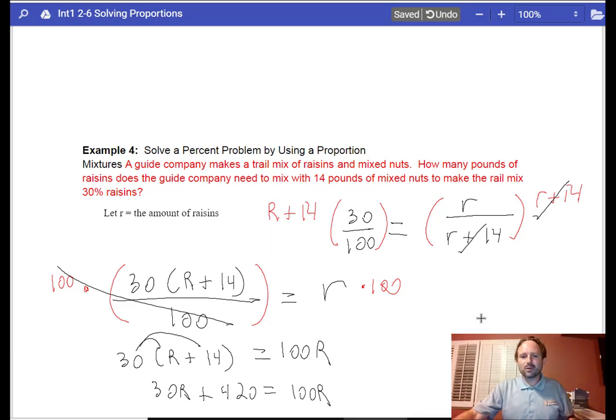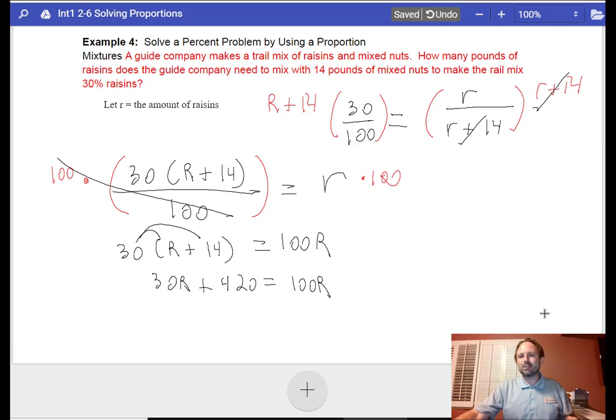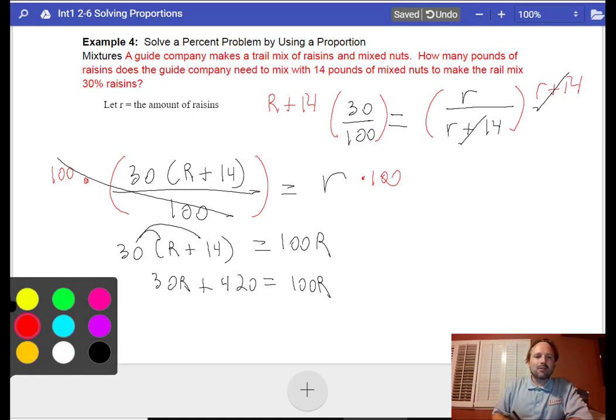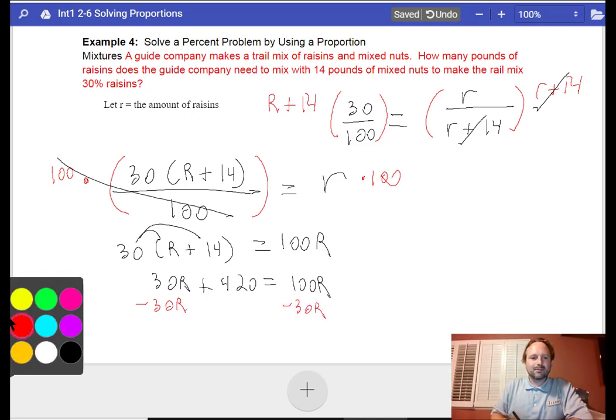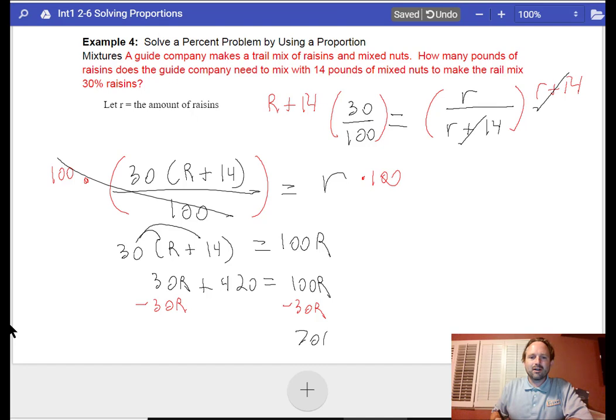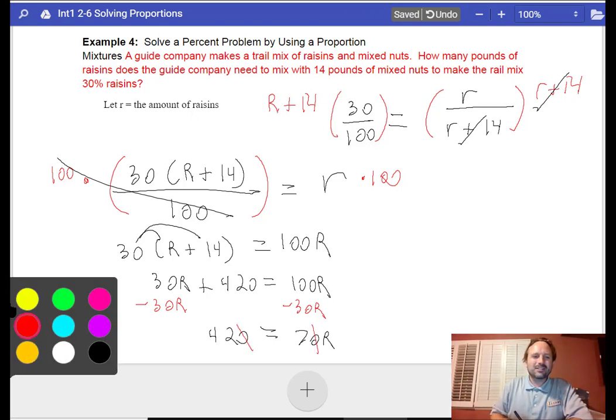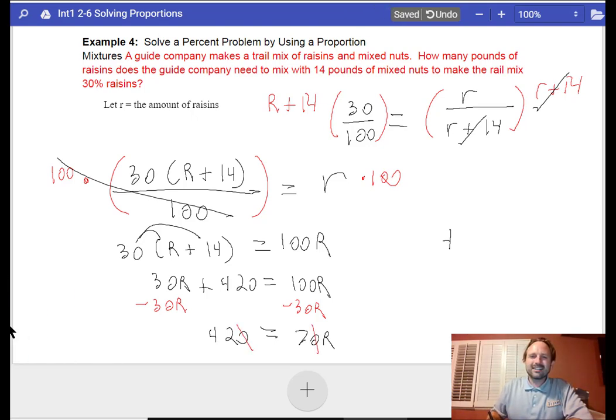Do I have any more room going down? Let's see. Yep, a little bit more room. So now we're going to move the smallest variable, minus 30R on both sides. And I will get 70R equals 420. If I divide by 10 on both sides right now, I would get 42 is equal to 7R. But mister, why did you do that? Well, because there's a 0 at the end. Divide by 10 on both sides, we're good.